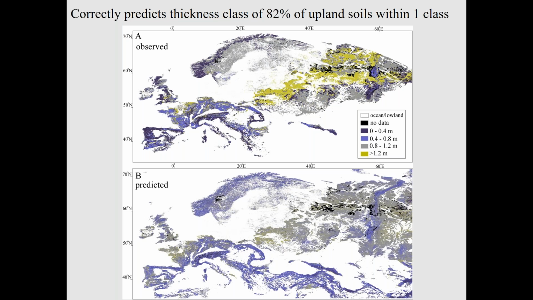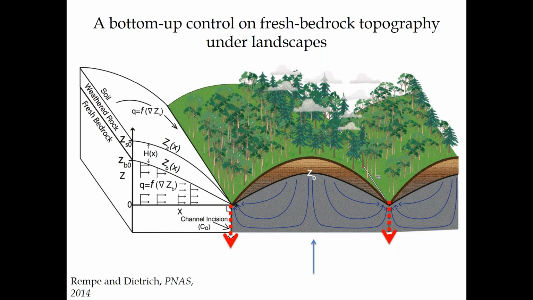This is just an example of the validation of the data set to Europe, and the European Soils Database comes in thickness classes, 0 to 40 centimeters, 40 to 80 centimeters, etc. The observed and predicted is compared here, and there's a bit more detail in the paper if you want to read about those.